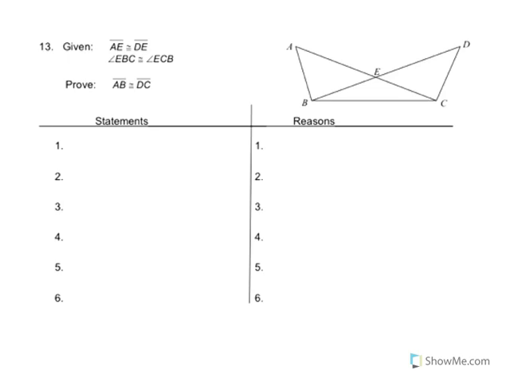Okay, on number 13, it says that this line segment here, AE, is congruent with DE, and that angle EBC, which is this little one right here, is congruent with ECB, which is this one. And we're supposed to prove that this line segment AB is congruent with this one here. So let's think about how we could do that.